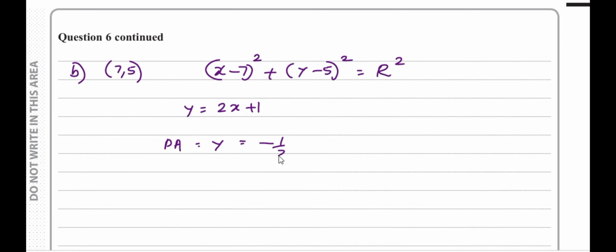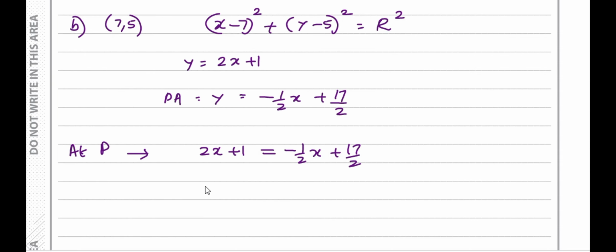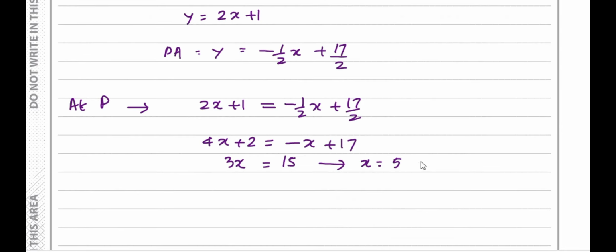So from this we can solve for x, right? Multiply everything by 2. So we get 4x plus 2 is equal to minus x plus 17, which means 3x is equal to 17, take away 2, 15, leading to x is equal to 5. If x is equal to 5, then y equals 2x plus 1, so 2 times 5, 10, plus 1, 11. So we got the coordinates for P.